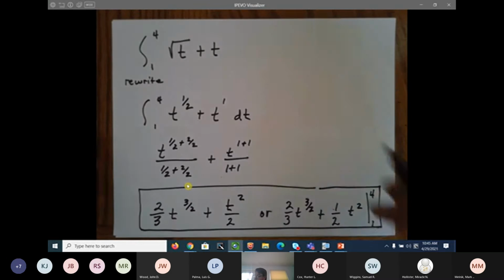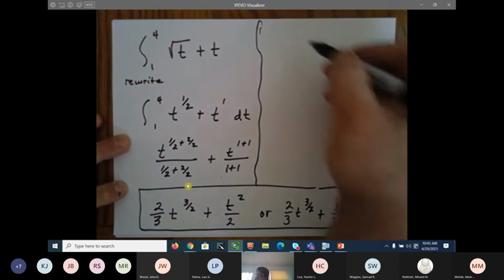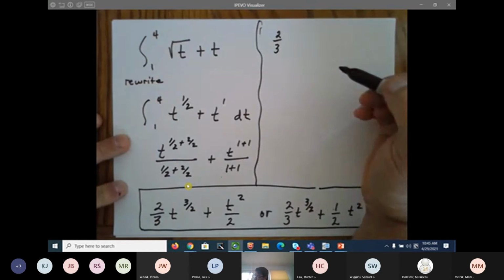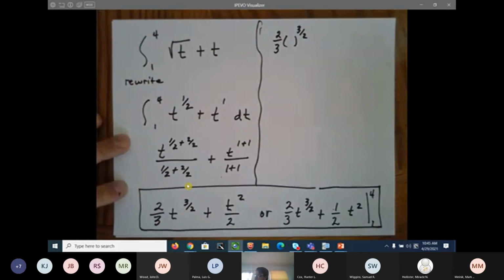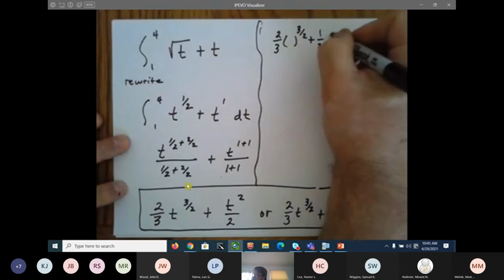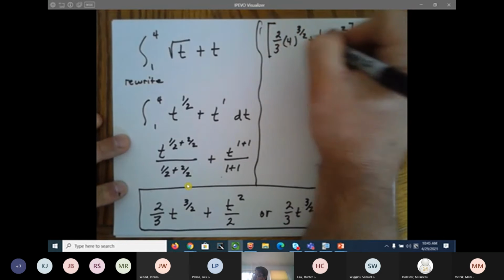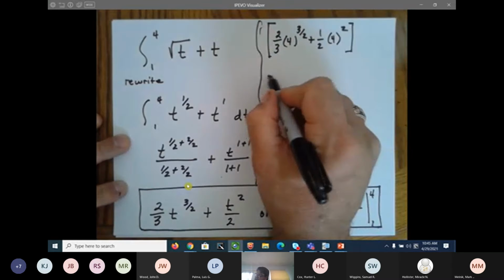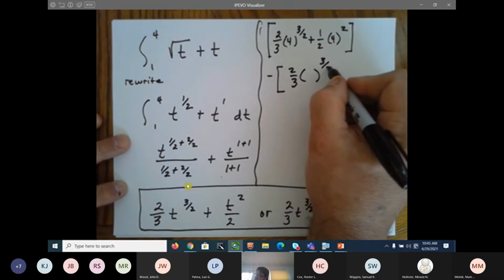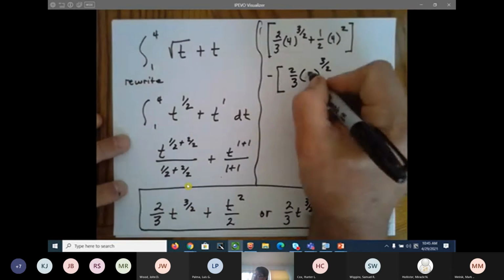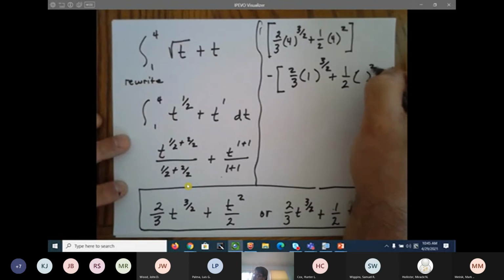So I'm going to go up here and do the math up here. So 2/3 parentheses 3/2 plus 1/2 parentheses squared, minus 2/3 parentheses 3/2 plus 1/2 parentheses squared.